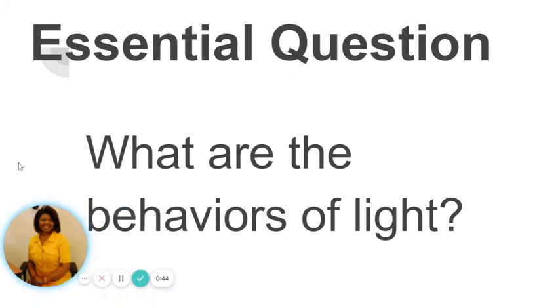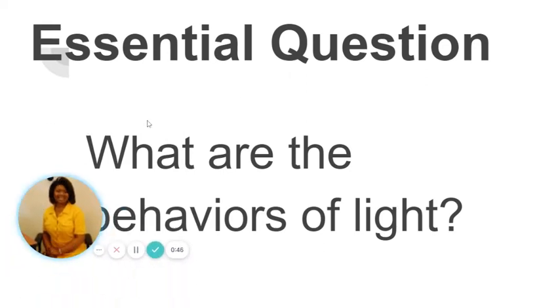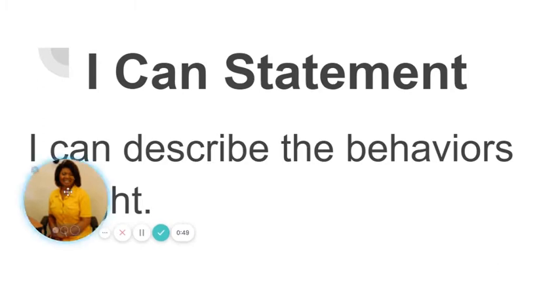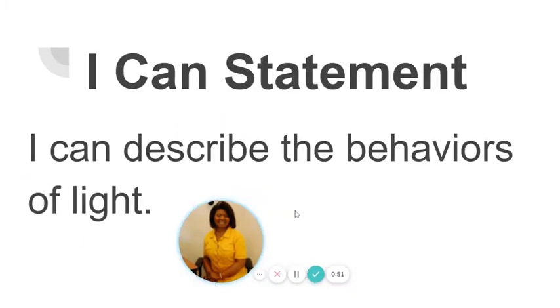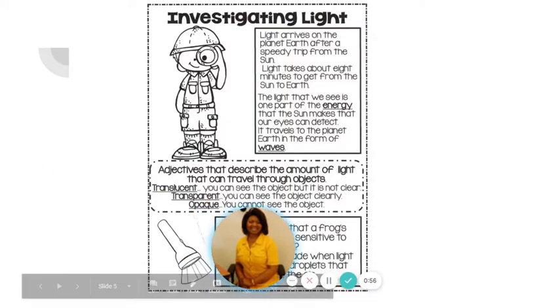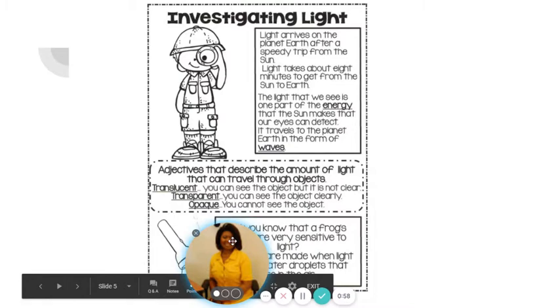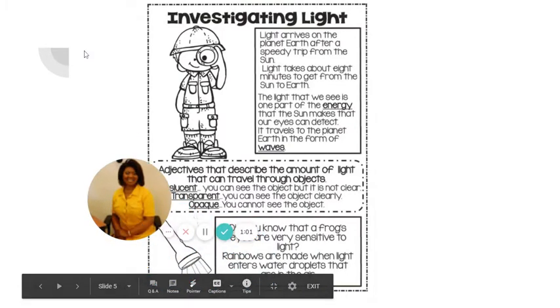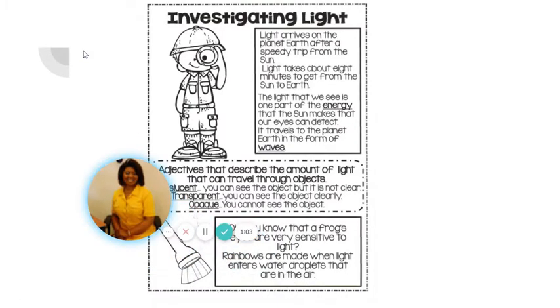Our essential question is, what are the behaviors of light? Our I can statement is, I can describe the behaviors of light. Let's investigate light. Light arrives on the planet Earth after a speedy trip from the sun. Light takes about 8 minutes to get from the sun to Earth. The light that we see is one part of the energy that the sun makes that our eyes can detect. It travels to the planet Earth in the form of waves.